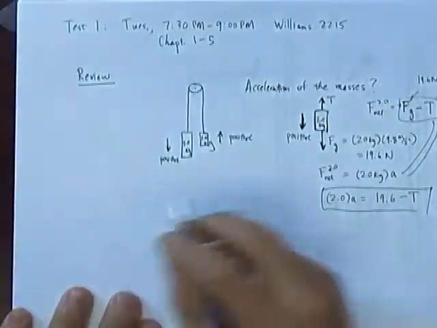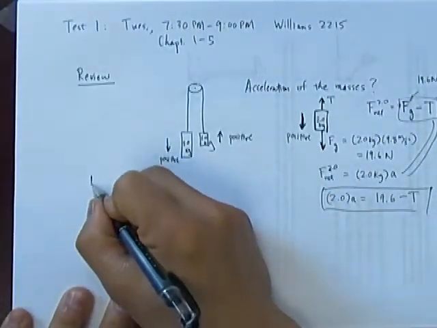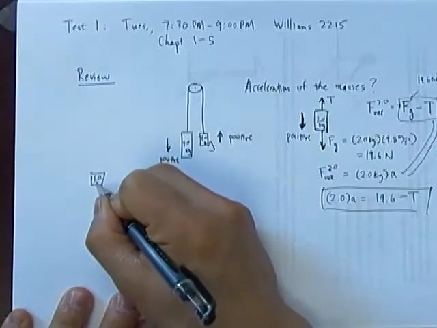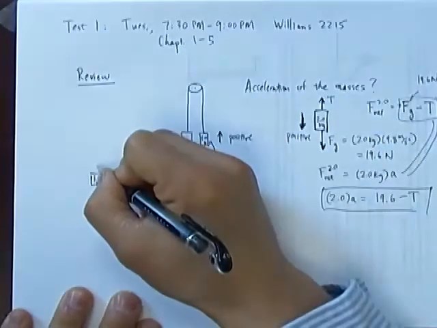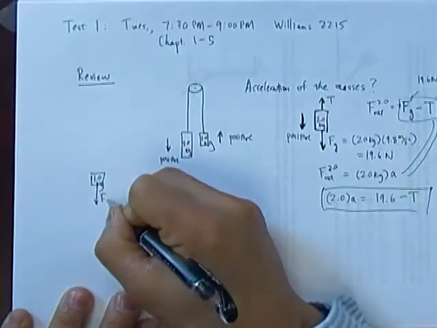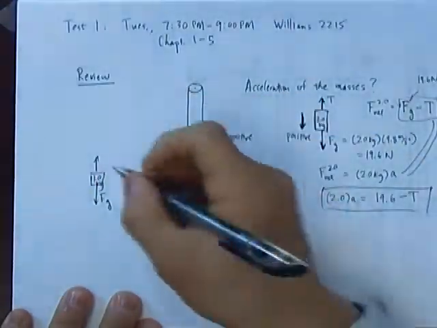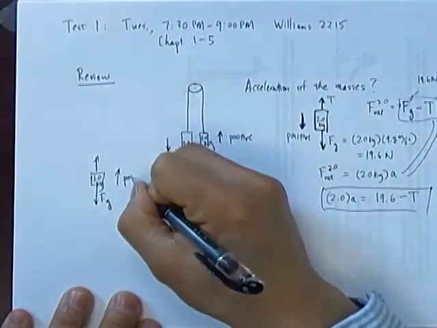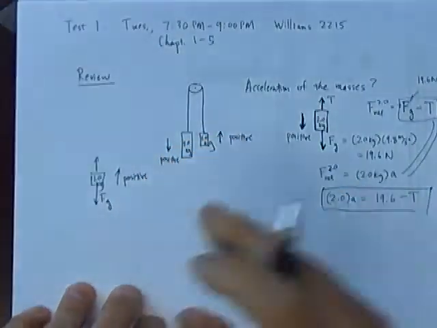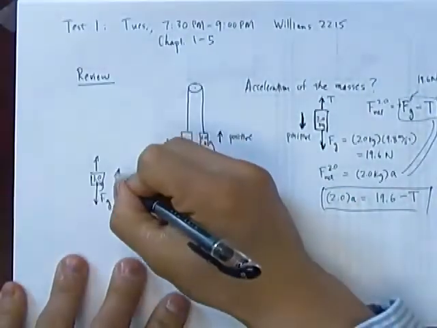Now let's go over to the other mass. We have a 1 kilogram mass, and we have the force of gravity upon it, and we have the tension. And I've chosen this direction to be positive, because that's actually the way the acceleration will go.